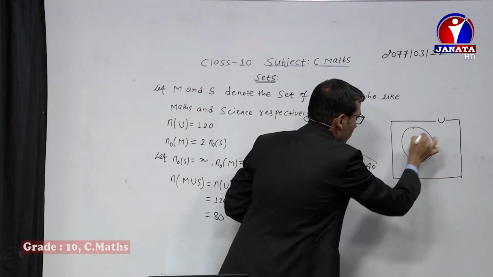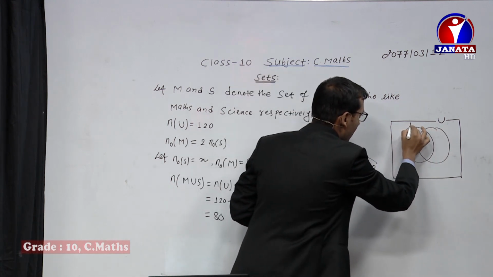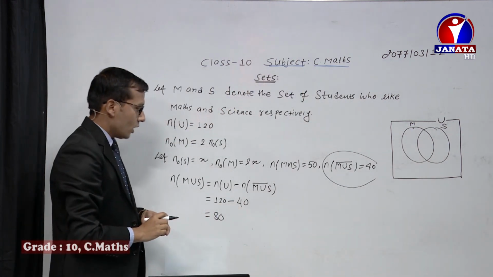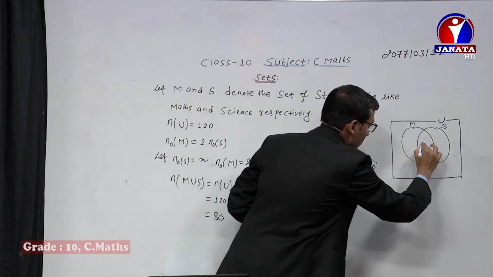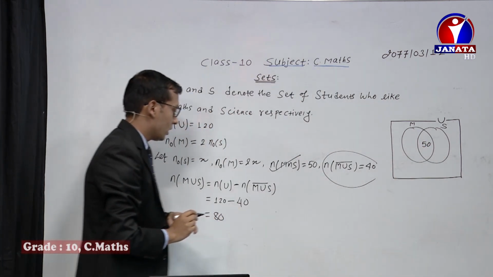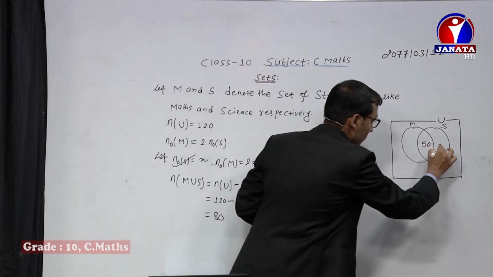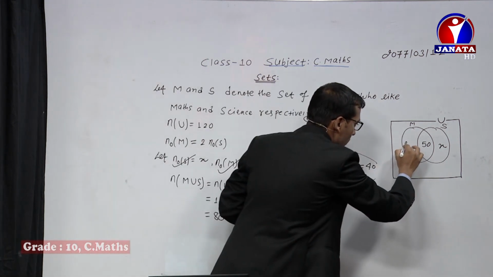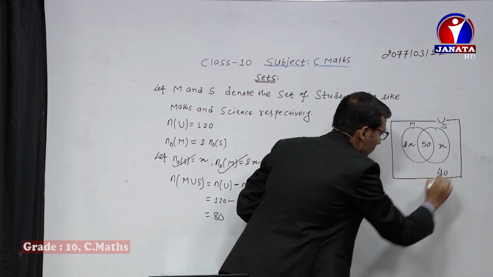So here are 2 subsets of universal set U, which are M and S. What is the intersection? It's 50. The intersection of the 2 sets is 50. What is n only science? X. What is n only math? It is twice of x. What is the complement? It's 40.